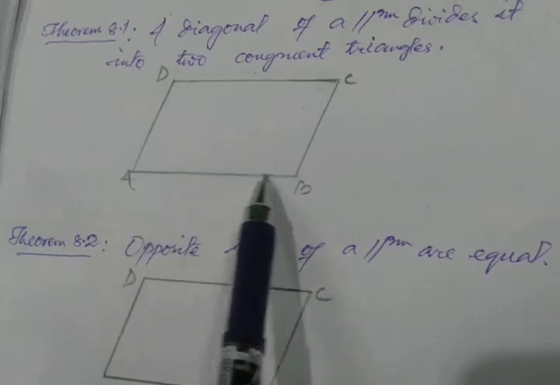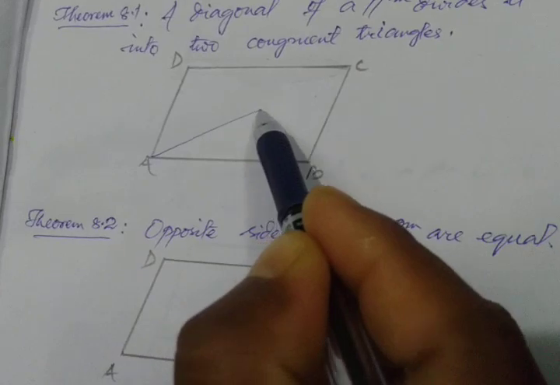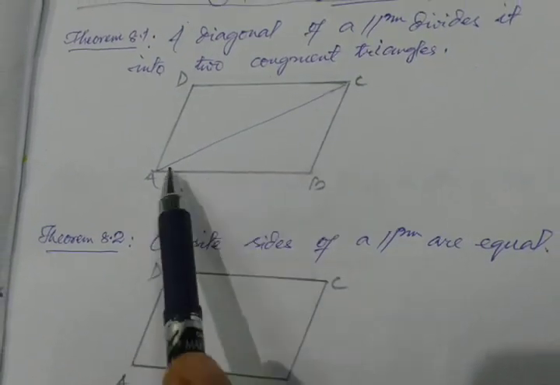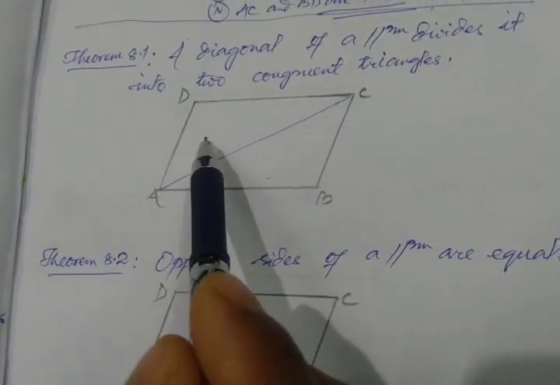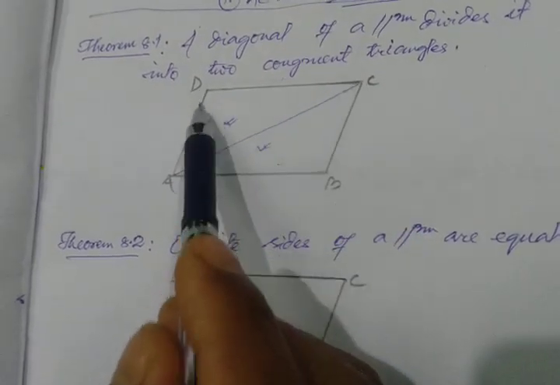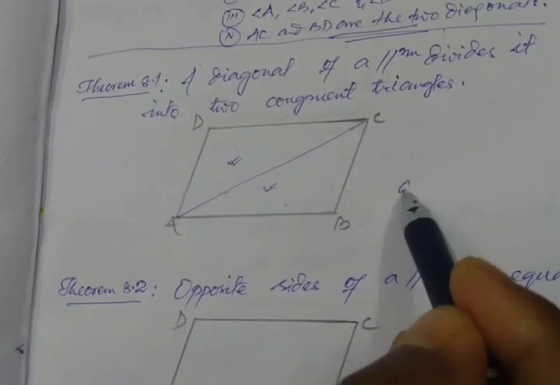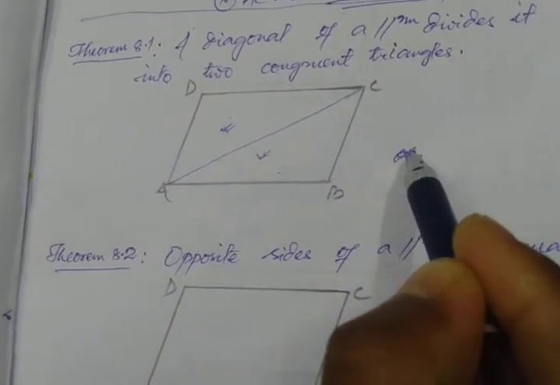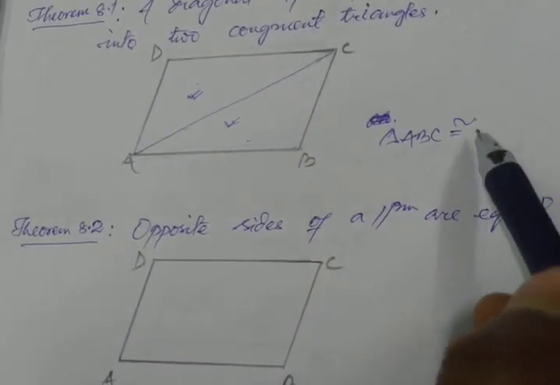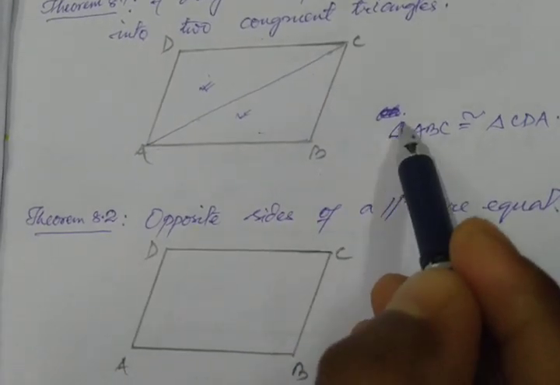So here I have a parallelogram ABCD. First, let us join a diagonal. So here AC is a diagonal. On drawing the diagonal, the parallelogram is divided into two triangles, that is triangle ABC and CDA. According to this theorem, on drawing the diagonal, it is given that triangle ABC is congruent to triangle CDA. That is what this theorem says.